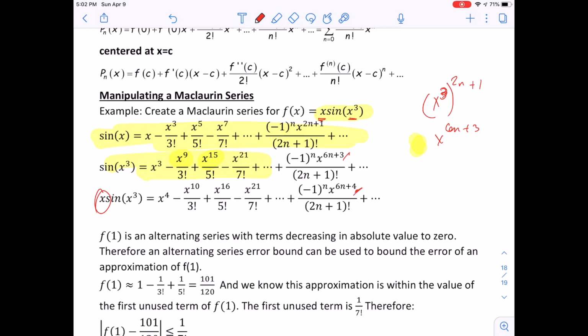Now, oftentimes with these Maclaurin series, there's going to be some sort of error bound we want, because obviously if we're going to evaluate x sine x cubed, we're not going to use an infinite number of terms. No, we don't have time to add those up.